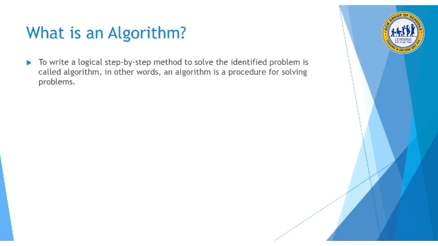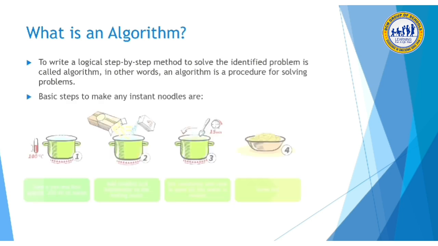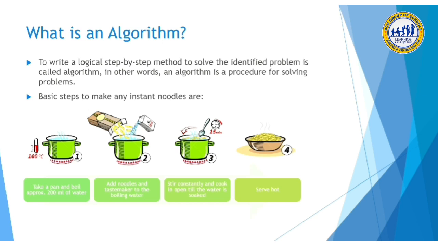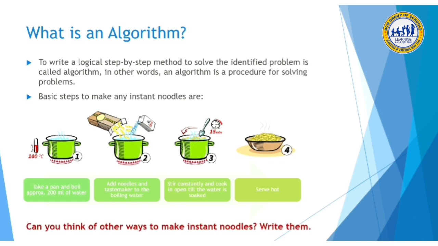To understand algorithms better, let us take an example of the process of making instant noodles. Here are some basic steps or algorithms to prepare instant noodles. Can you think of other ways to make instant noodles? Pause the video and write down the steps.